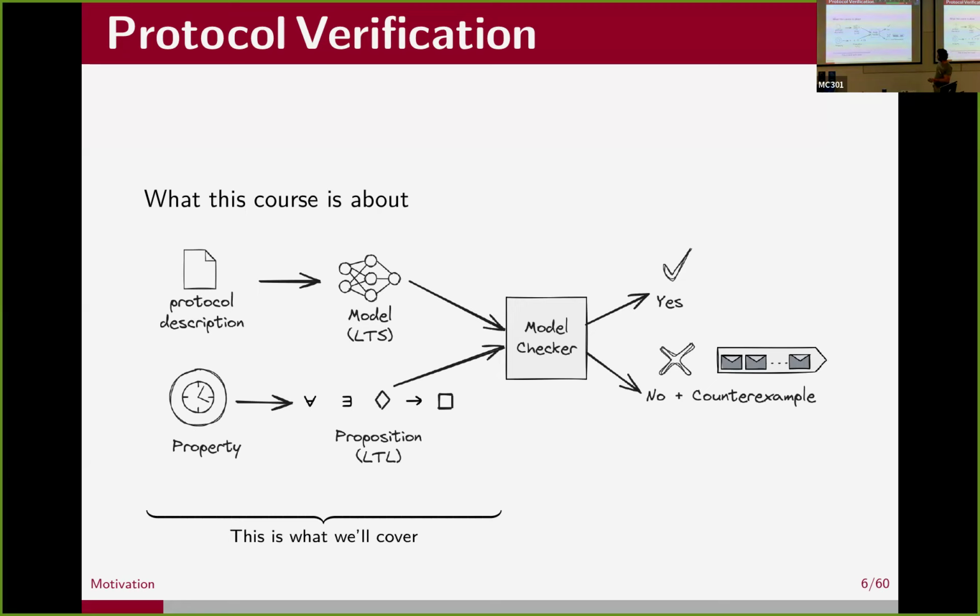So this course will cover this left side of it. We're going to talk about how we describe protocols, what is the mathematical structure that we want to build to reason about them, and how we describe properties in linear temporal logic. We're not going to talk about the decision procedure itself. How do we decide these kinds of things? Maybe at the end we can briefly touch upon it, but it's by far not the focus of this course.